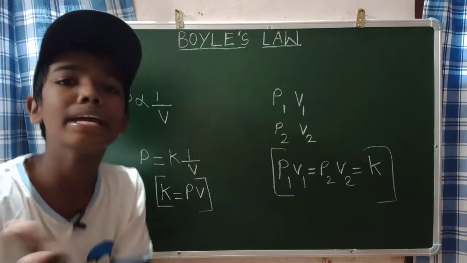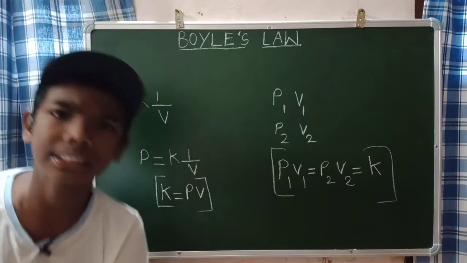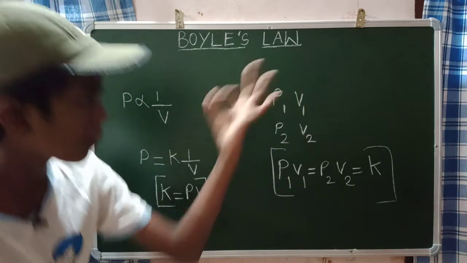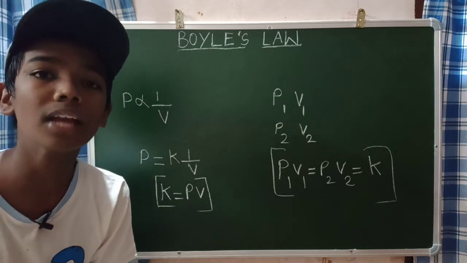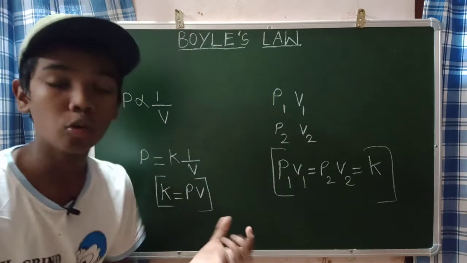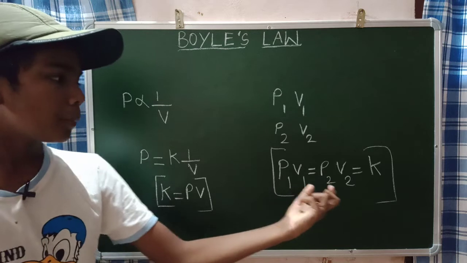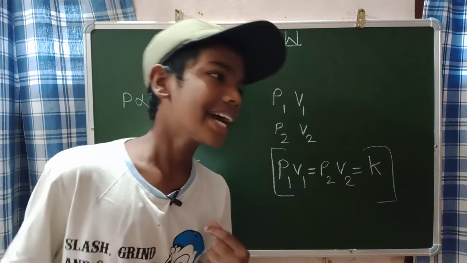Even though any process happens, like expansion, like contraction, any process, you name it. If any process happens, if the pressure changes, the volume changes, then of course all these values will be the same. I hope that makes you people clear. So that's all, guys. P1 V1 will be equal to P2 V2, which will be Boyle's constant, which is K. So that's all, guys.